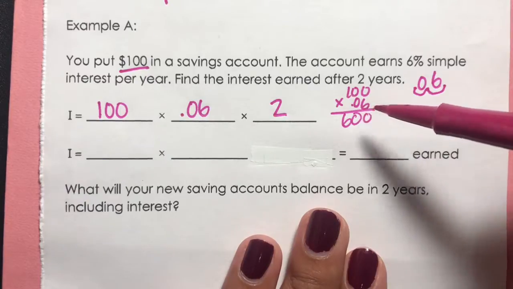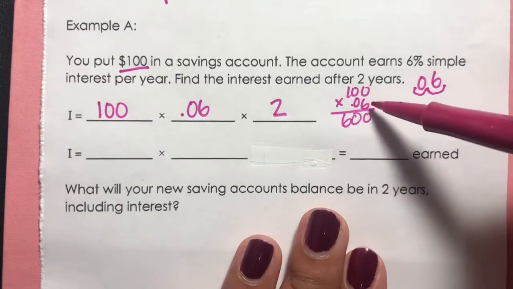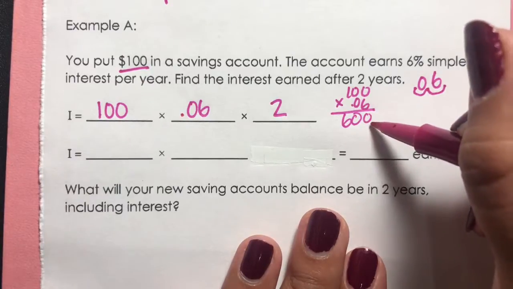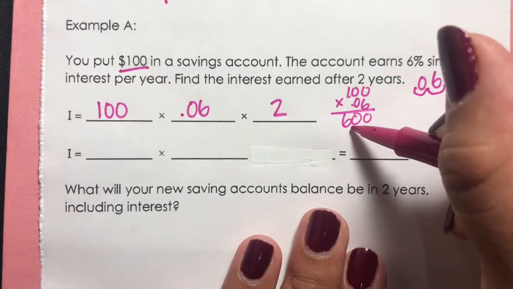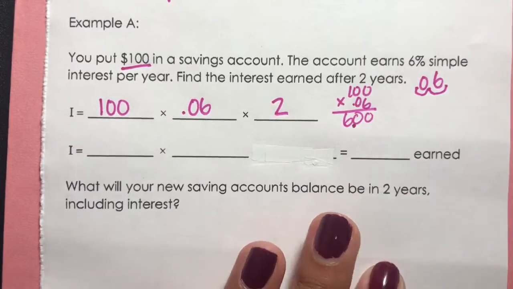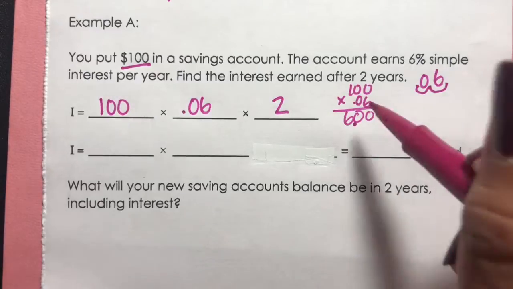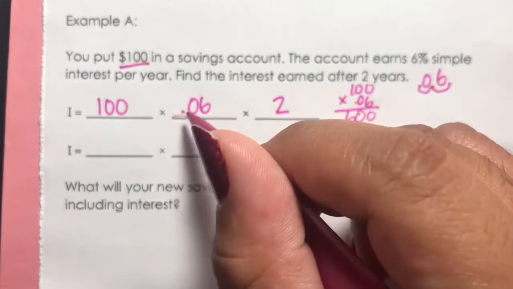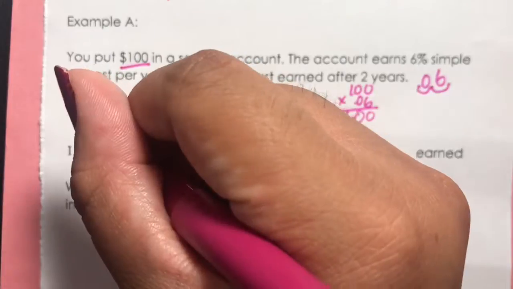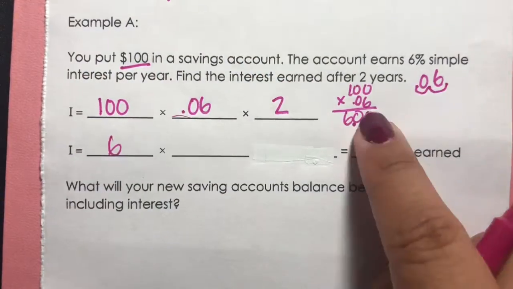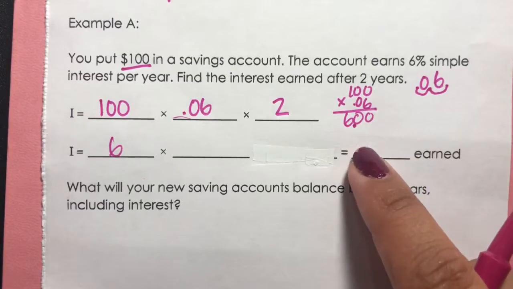We still have to count the amount of place values after the decimal. So the amount of place values, or the amount of numbers after the decimal, is 2. We have one number here and one number here. So we got to move our decimal 2 places right here. So it's going to just be 6.00, or just 6. Okay, so 100 times 0.06 is just 6.